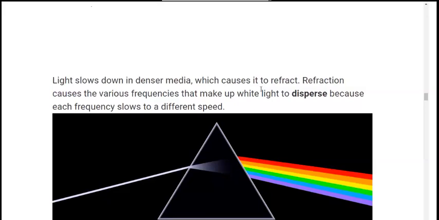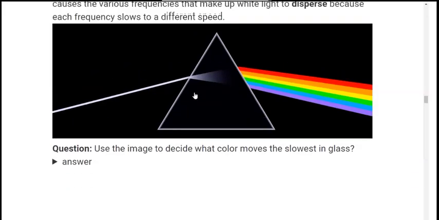So here you see this is a prism, and when white light passes through a prism, after passing through the prism, several colors get separated from one another because of different speed in the prism, and hence this band of colors is called a spectrum of light.